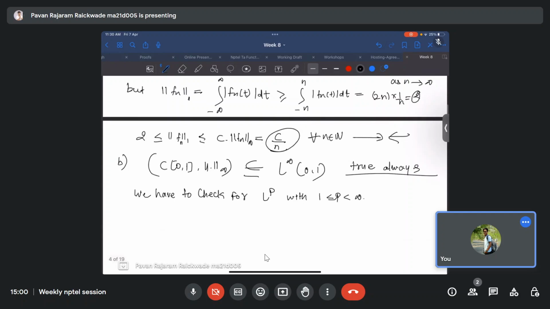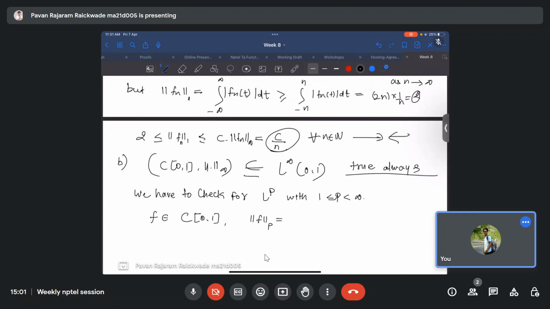Okay, so what is the norm? If you just take a function f from C[0,1], it's continuous, hence integrable. There's no need to check that; it's straightforward, so it naturally belongs to L^p. We just have to check whether the inclusion is continuous or not.